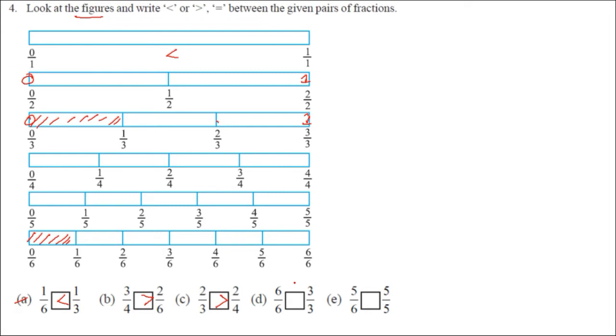6 by 6 and 3 by 3, they are equal to 1. 5 by 6 is here, 5 by 5 is here. The 5 by 5 length will be larger compared to 5 by 6. So they have given this figure so that it becomes easy for us to identify.